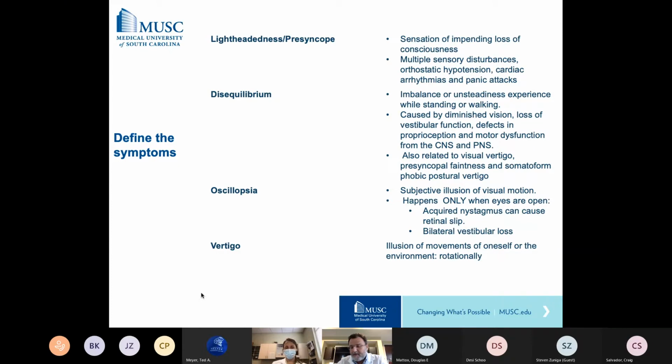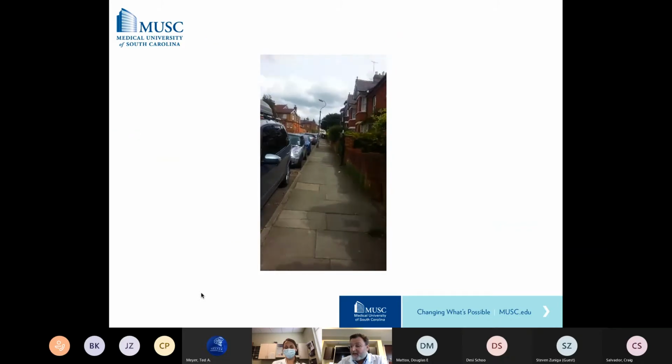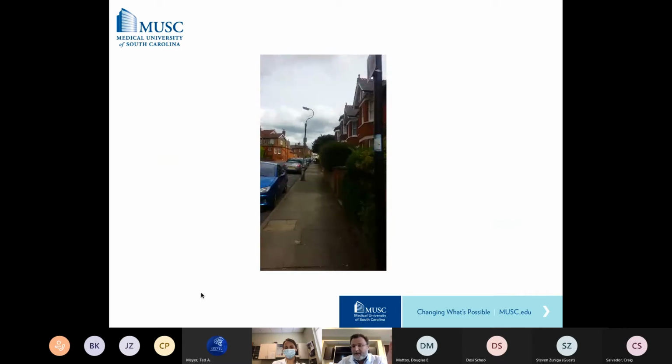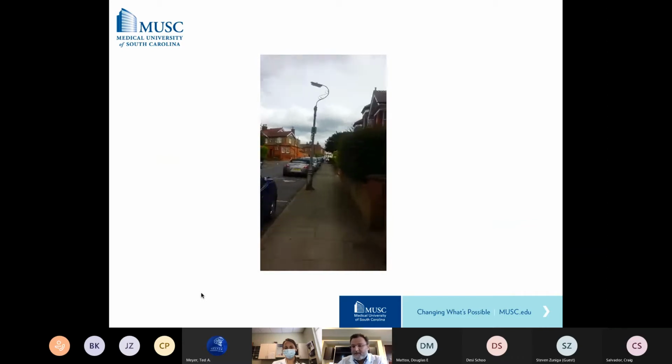And oscillopsia. Oscillopsia is one of the most difficult symptoms to elicit from the patient. It's the subjective illusion of visual motion. Basically, you can ask the patient, are things moving when you move, and only when your eyes are open. With vertigo, the illusion persists even when their eyes are closed. Oscillopsia, by definition, requires that you have your eyes open and are looking at something to have the sensation. And the hallmark condition that causes this is bilateral vestibular hypofunction.